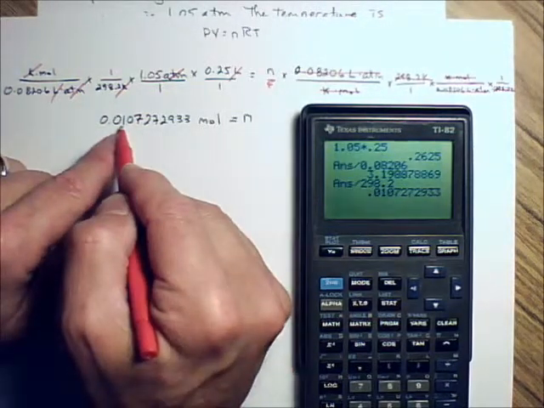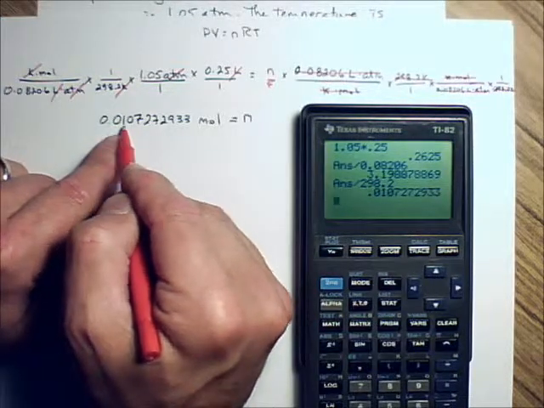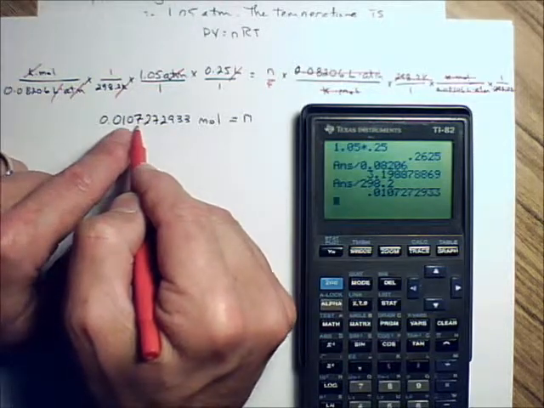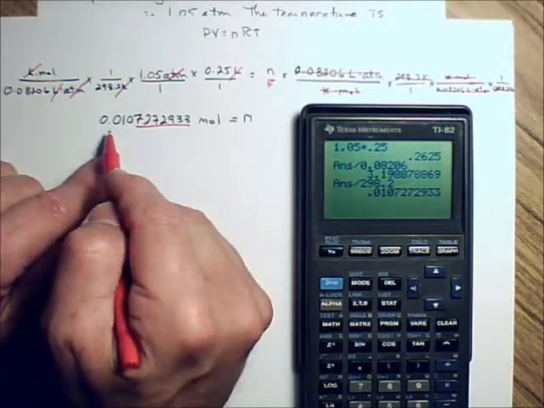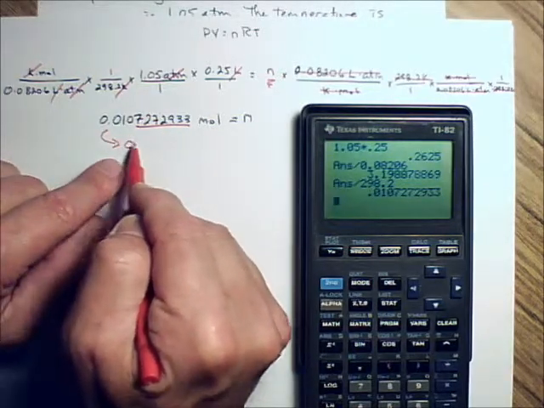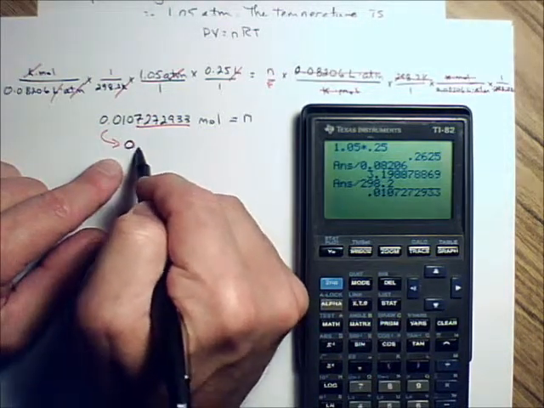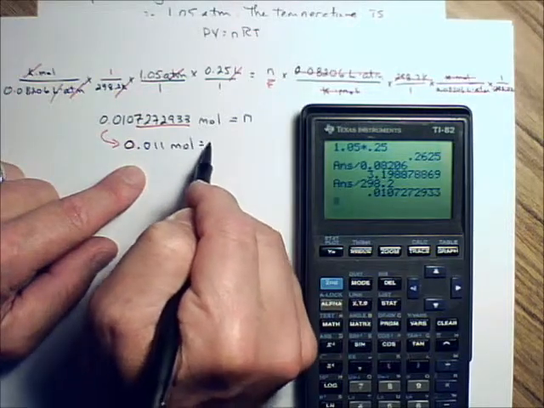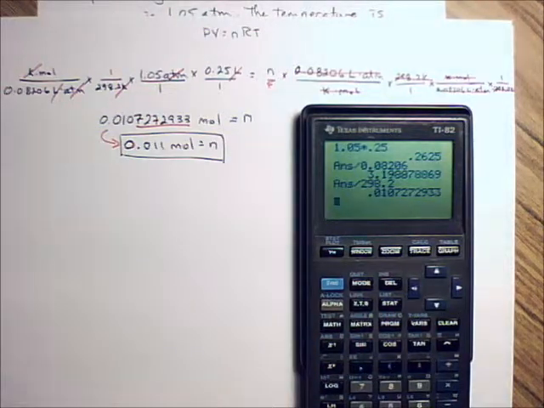So this is our first significant digit, and this 0 is significant because it follows a decimal place and a non-zero digit, and because it's between two significant digits. So we underline everything after the first two significant digits because we're going to round them off. Draw an arrow. 0.011 moles equals N, the amount of gas in moles. That's the amount of gas that Chelsea has in her Ziploc bag.